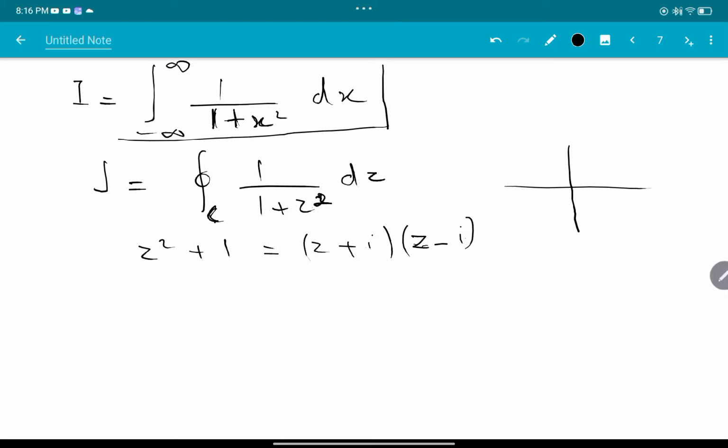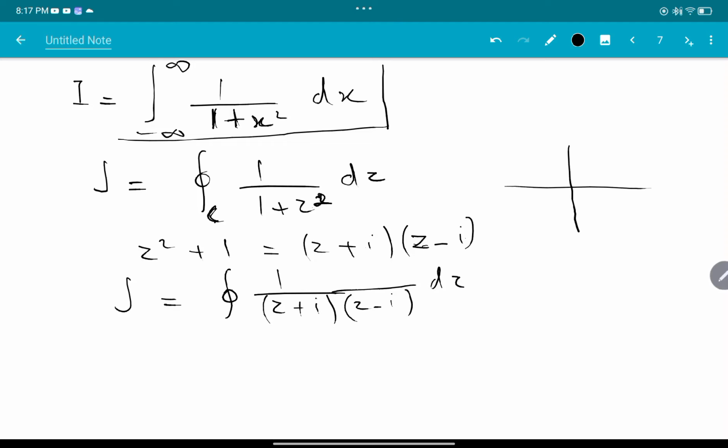So these are the singularities. The singularities of this function are, let me first write it like this. In terms of these, we must write the function in terms of what we call the singularity factors: 1 by z plus i into z minus i, dz.